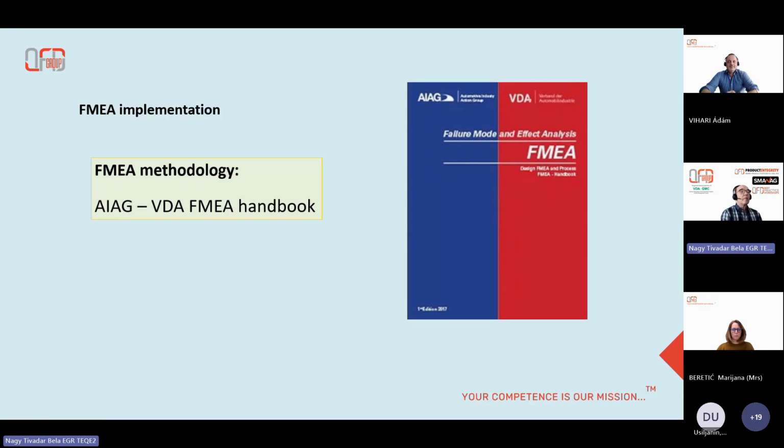When we prepare this FMEA, we have to use this harmonized FMEA handbook. It is a combined AIAG and VDA methodology. Its implementation was published in 2019.